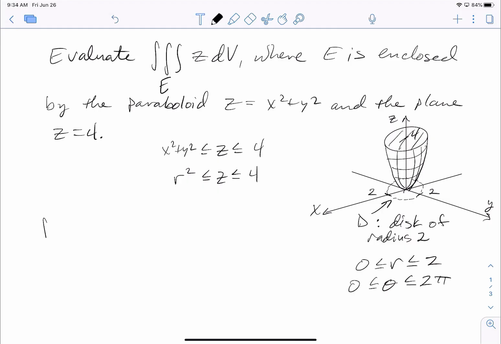Our integral then becomes the integral from 0 to 2 pi of the integral from 0 to 2 of the integral, now we're at the z level, from r squared to 4 of z, which is fine in cylindrical coordinates. If this was an x or a y, we'd have to convert it, of course, times r dz dr d theta. Please go ahead and integrate this and then come back when you're done.